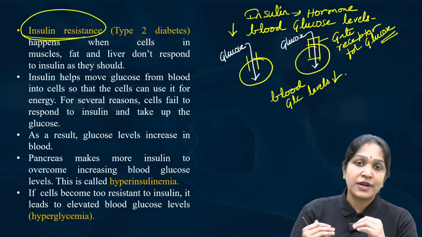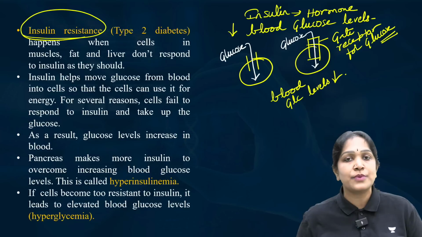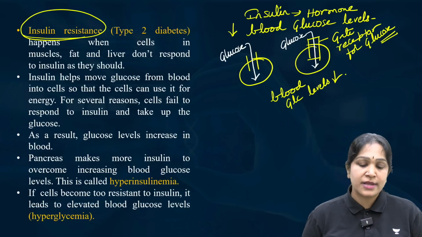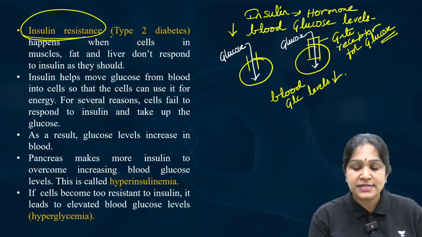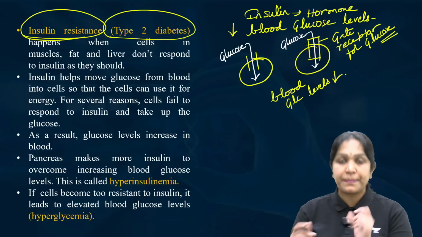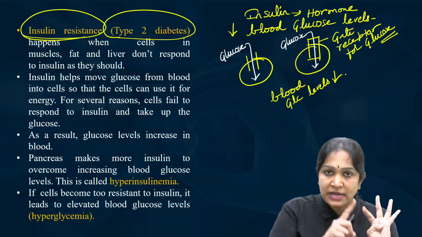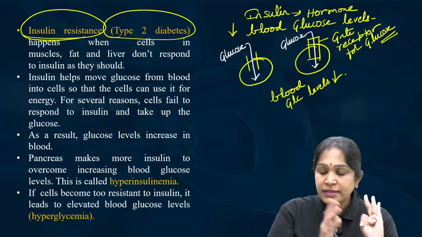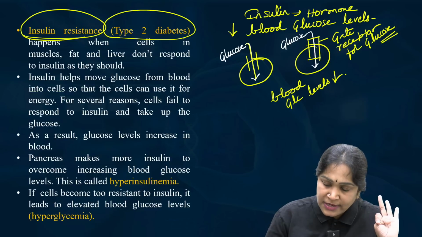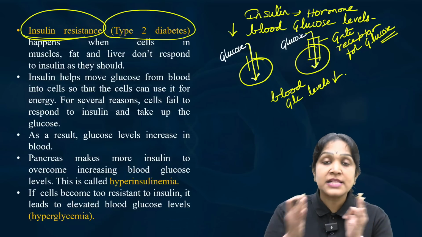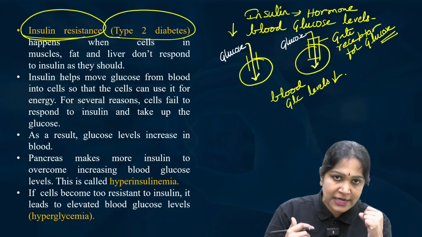So because of this, what happens? The glucose cannot go into the cells, so the blood glucose levels will increase. This condition is called insulin resistance. We can also call this type 2 diabetes. I repeat, in the blood you have more glucose. Then the insulin will get released. The insulin will try to push the glucose into the cells. The cells will open the gate to the glucose in response to the insulin.